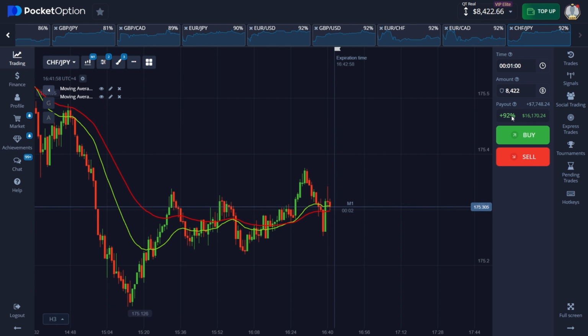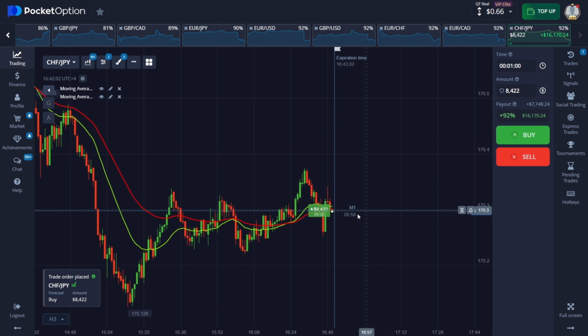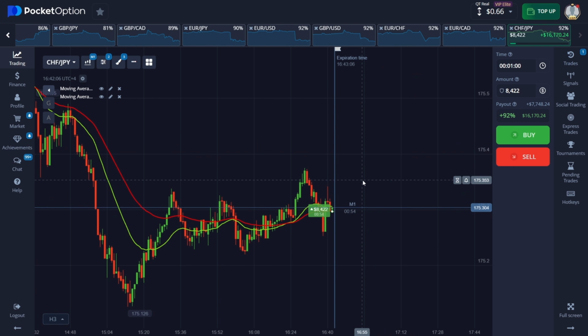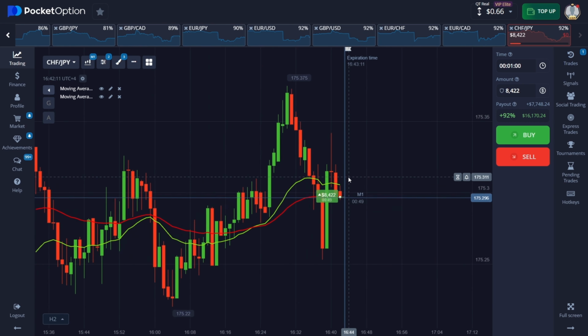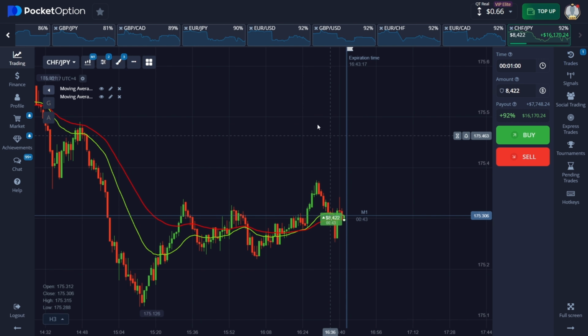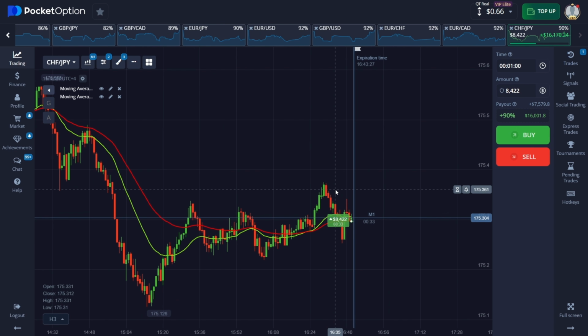On CHF/JPY, we have a trade for the upside move. Okay, the candle closed near the 50 EMA level. I placed the trade for the upside move worth $8,422 from the 50 EMA level. Exactly when I placed the trade, the candle was moving in our favor, and we still had 40 seconds left.